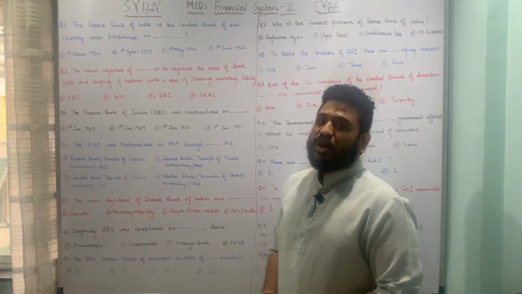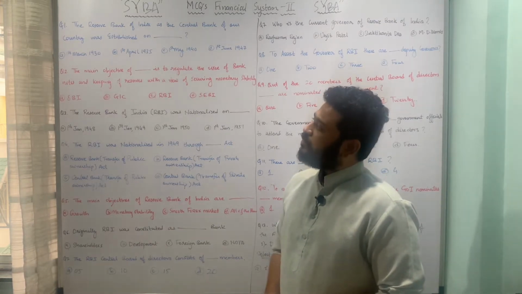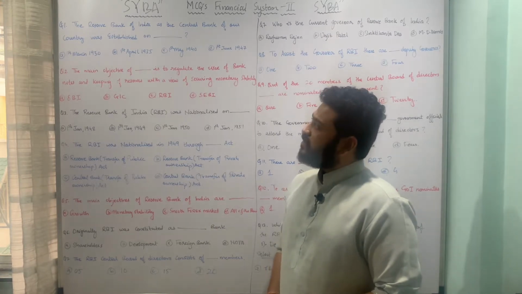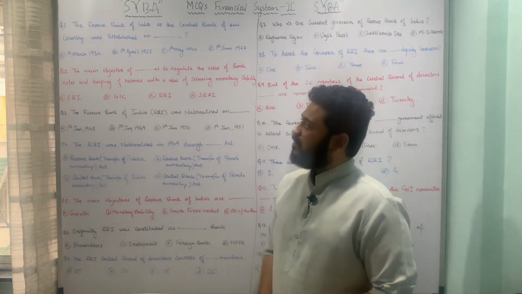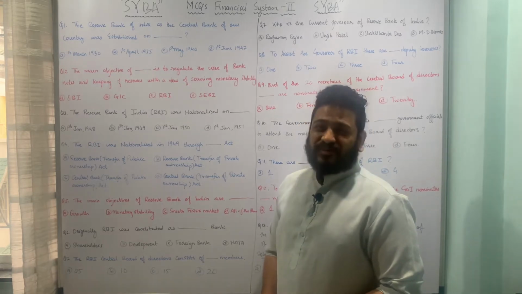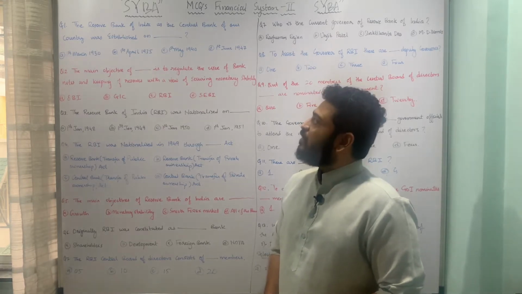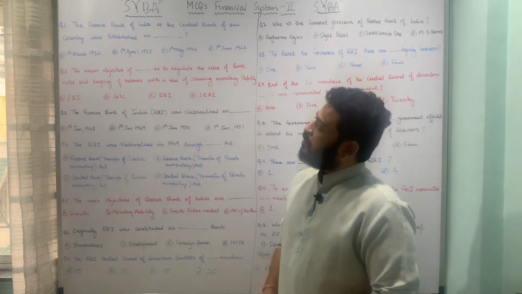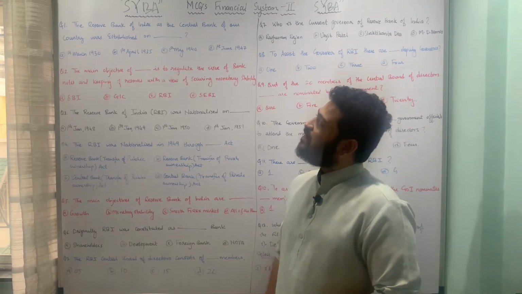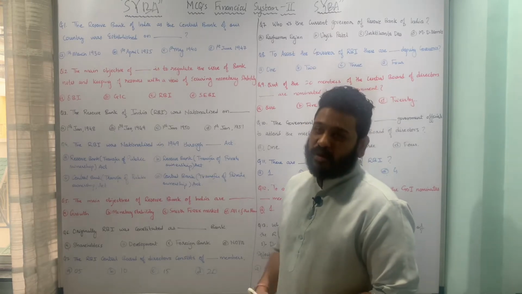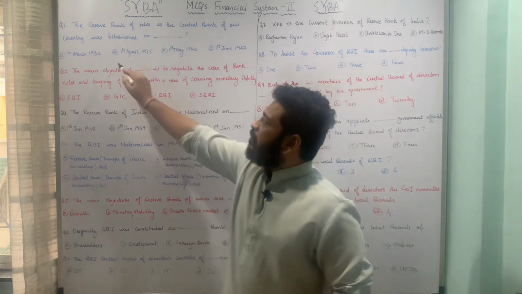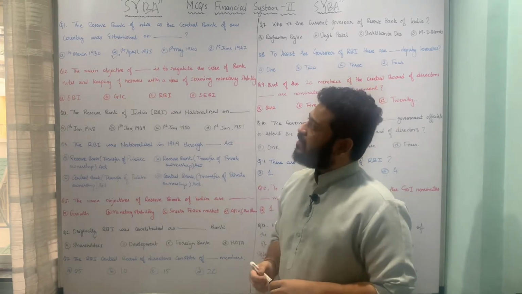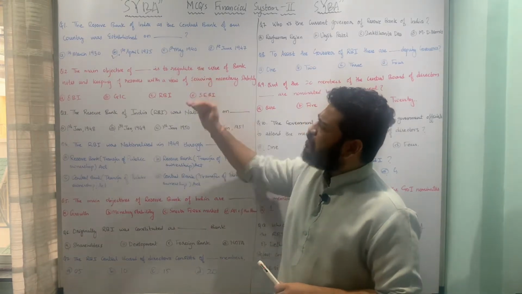was established on dash, and the underlying options are established on 1st of March 1930, established on 1st of April 1935, established on 1st of May 1940, and the last option is 1st of June 1947. So here the Reserve Bank of India as the central bank of our country was established on option B, 1st of April 1935, and therefore option B is the correct answer. Let us now move to the next question.